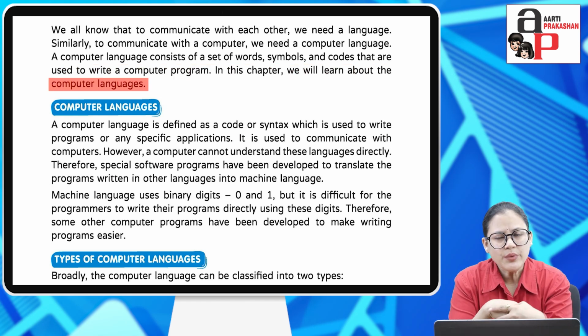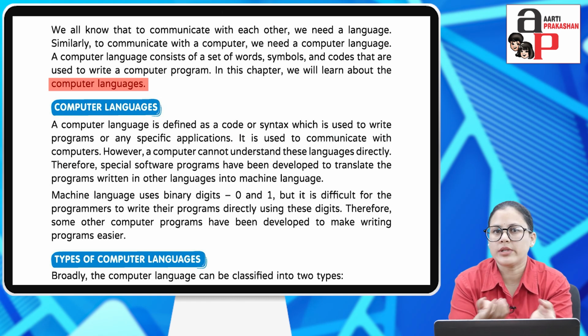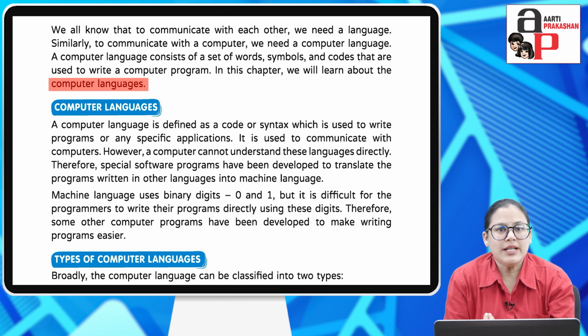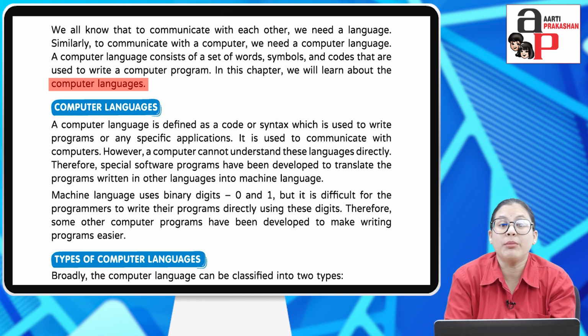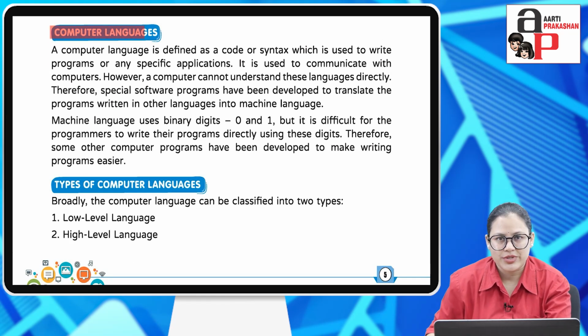Whenever we want to communicate with some other person, we need a language. Without language, how are we going to communicate? Similarly, a computer also needs a language. To communicate with a computer, we need a language, right? So in this chapter, we will learn about computer languages.